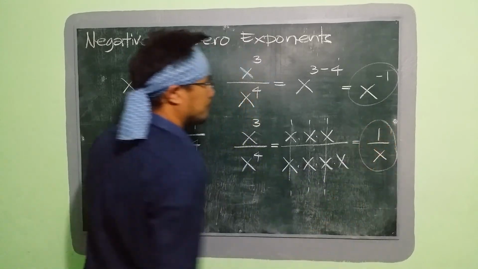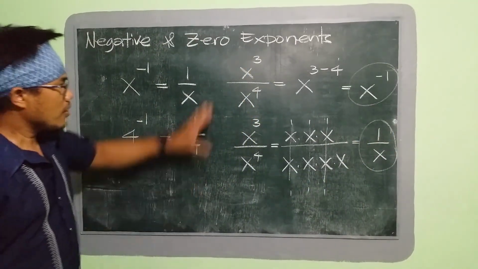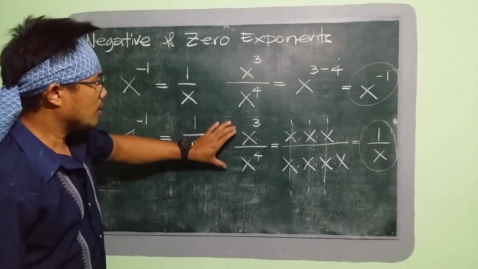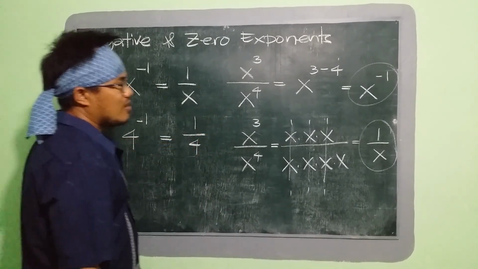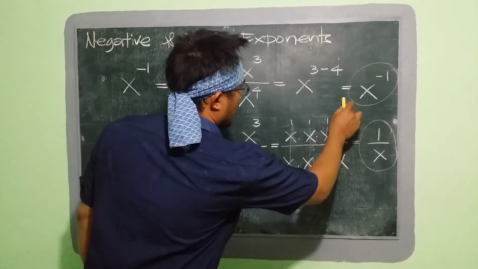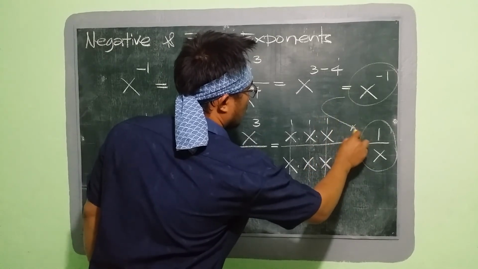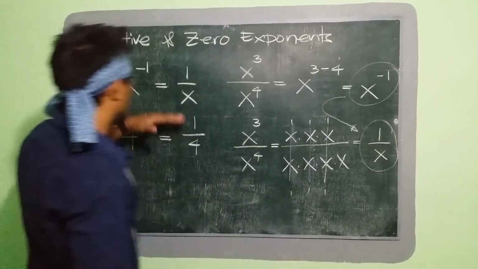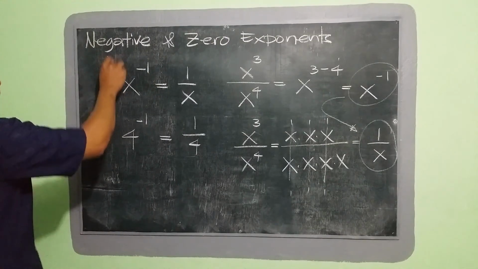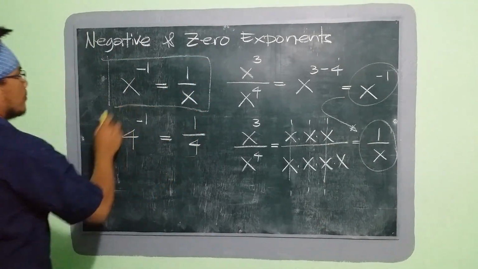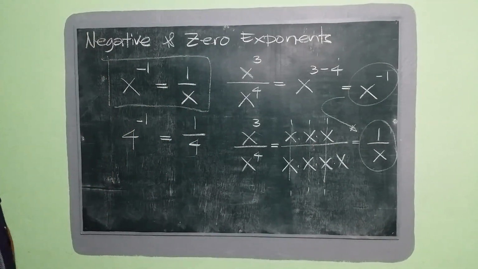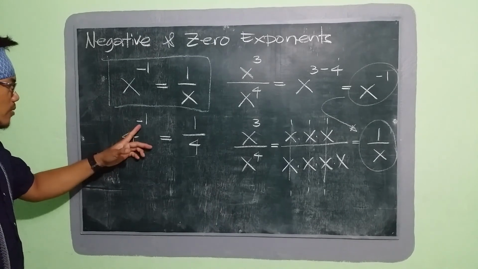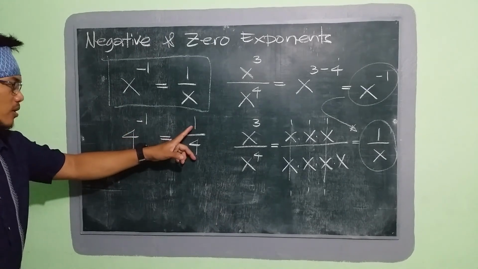Now as you can see, the same problem but solved in a different way. Therefore we can say that x to the power of negative 1 is equivalent to 1 over x. That is why we come up with this. Okay? How about 4 raised to the power of negative 1? Why is it that it is equal to 1 over 4?